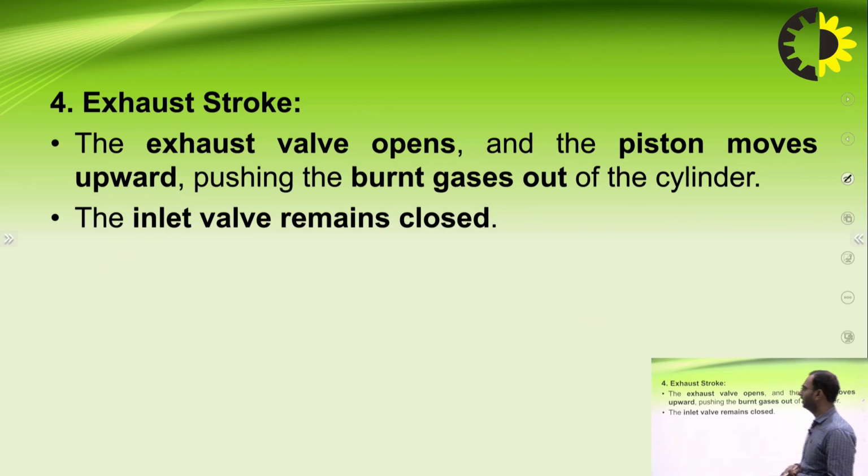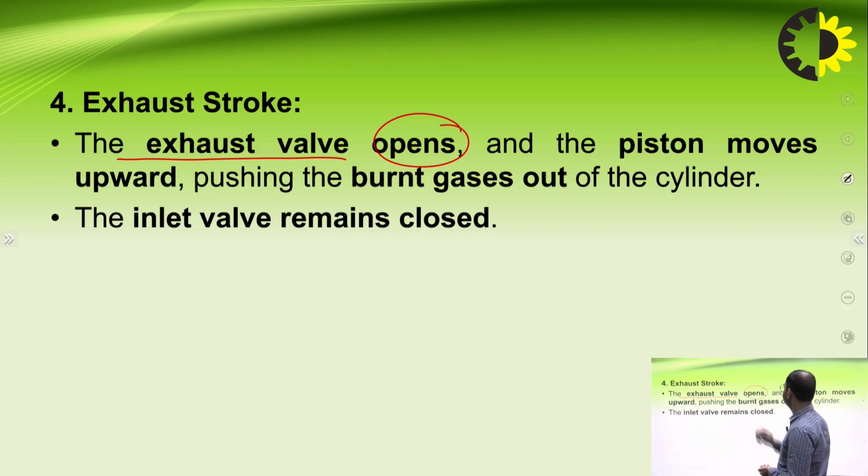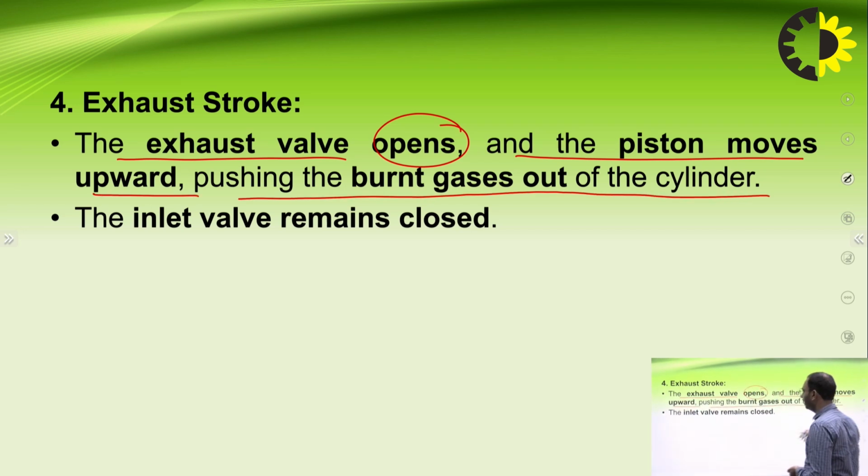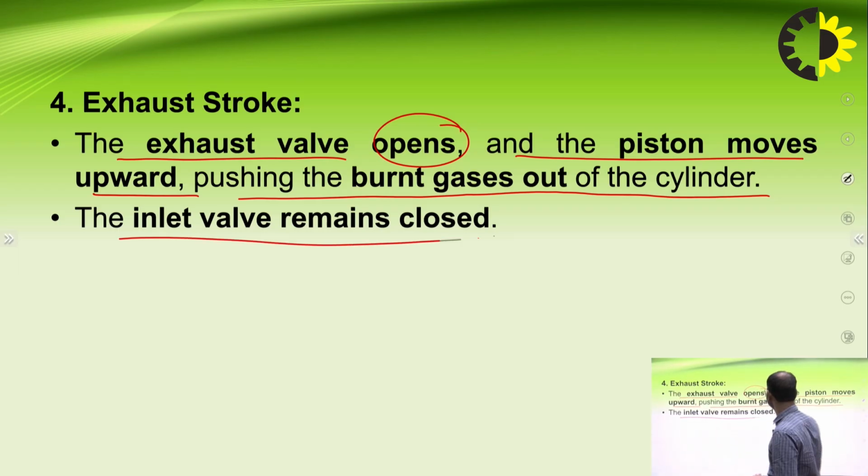Then the last one is the exhaust stroke. The exhaust valve opens in this stroke and the piston moves upward, pushing the burnt gases out of the cylinder. The inlet valve remains closed. So this is the complete construction and working of the 4-stroke petrol engine.